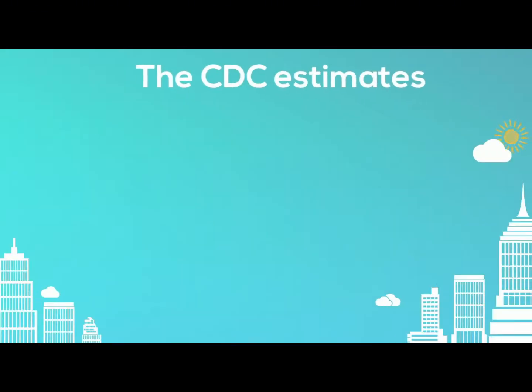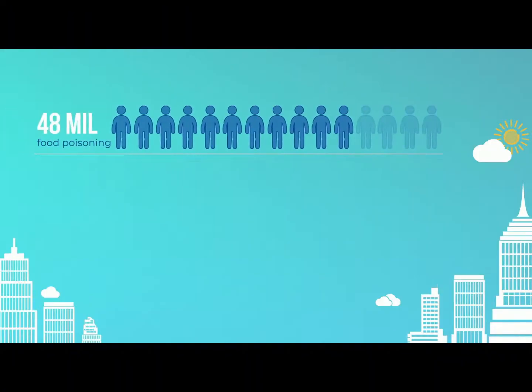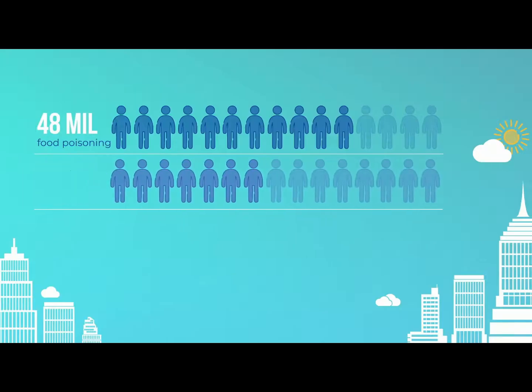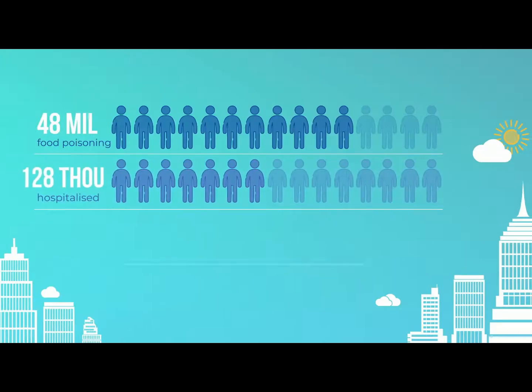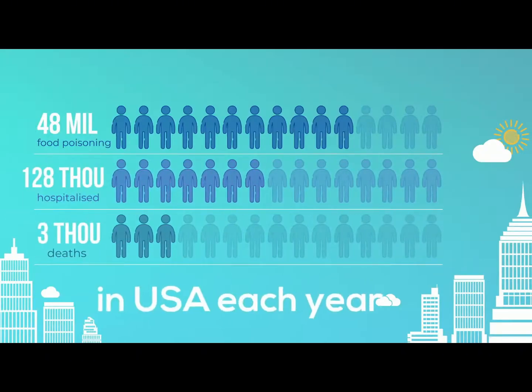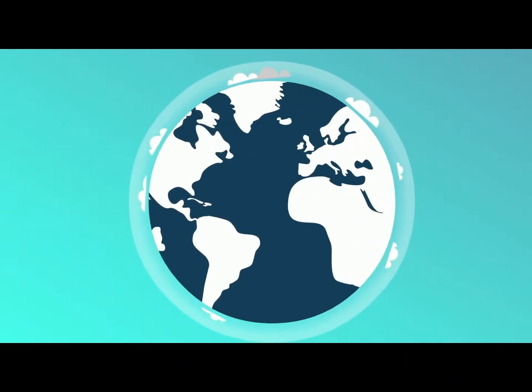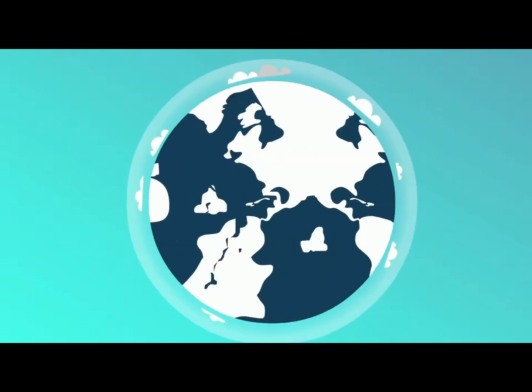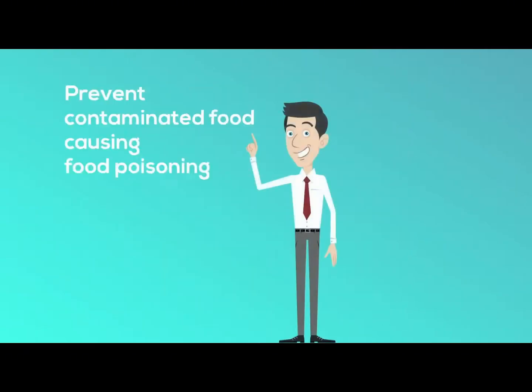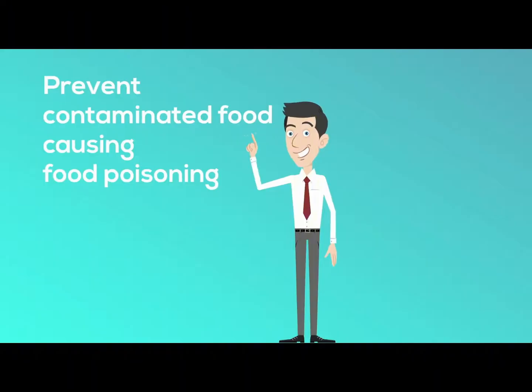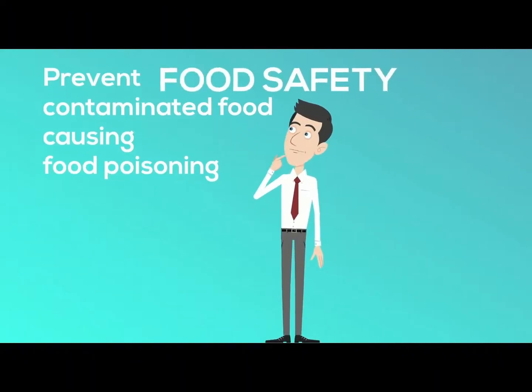Reviewing the available stats, the CDC estimates that each year 48 million people get sick from a foodborne illness, 128,000 are hospitalized, and 3,000 die from food poisoning in the US each year. Food safety is clearly a global concern that covers a variety of different areas of everyday life. The principles of food safety aim to prevent food from becoming contaminated and causing food poisoning.